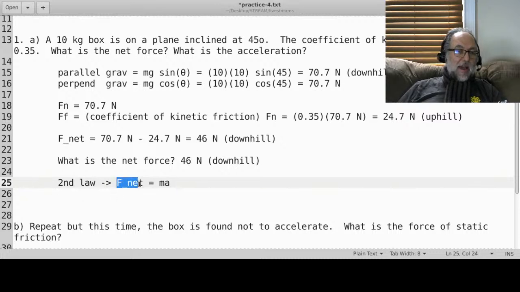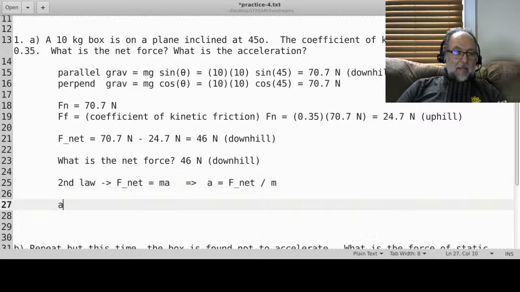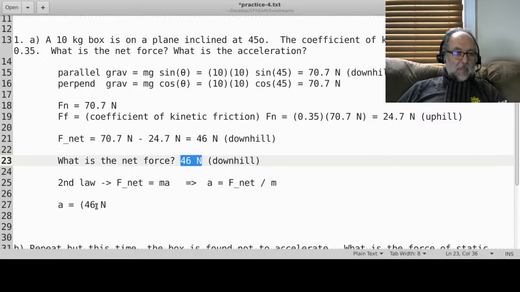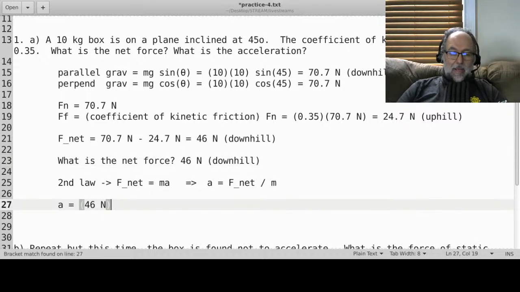Now we don't want to solve for F net, we want to solve for a, so let me rearrange this equation, divide both sides by m, and we get that a is equal to F net divided by m. And so that's going to be what? F net we found to be 46 newtons, and m we said was 10 kilograms. And so that turns out to be 4.6 meters per second squared.